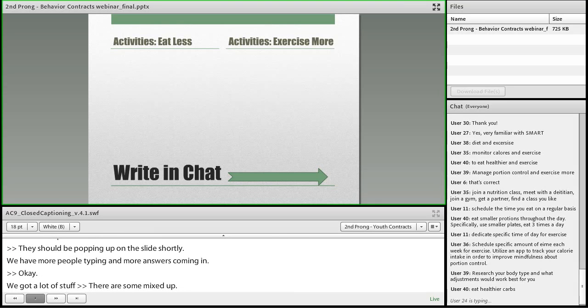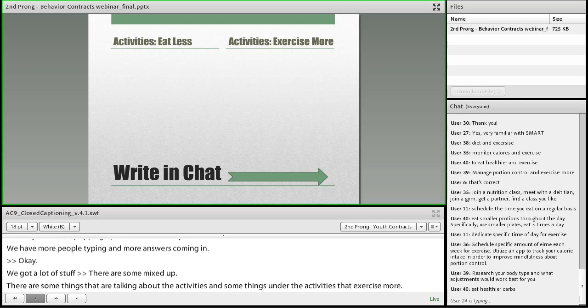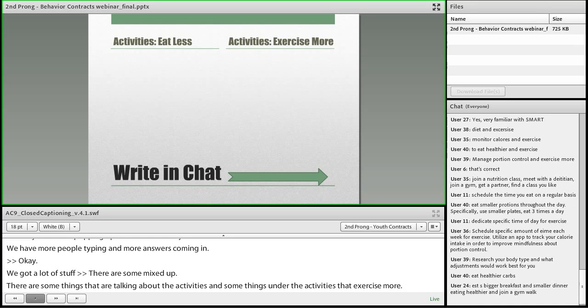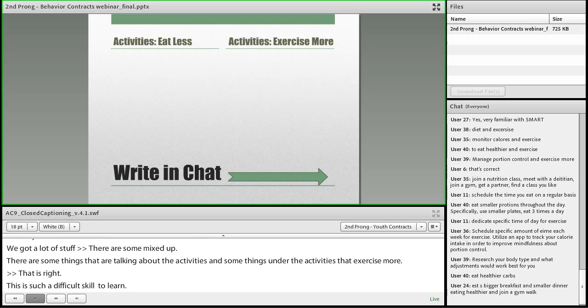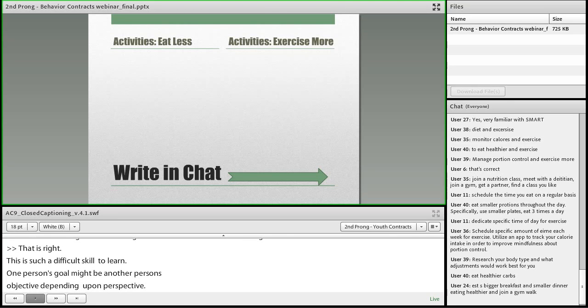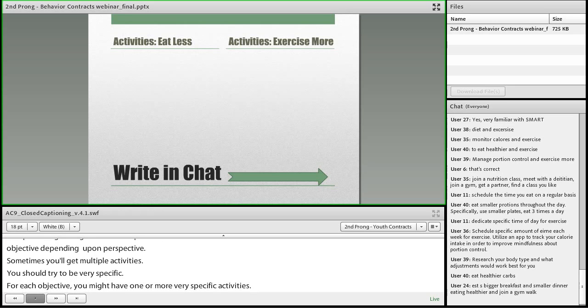That's right, and one of the things Wendy and I were talking about before is that this is such a difficult skill to learn because there are shifting sands to all of this. Those of you who've done this are familiar: one person's goal might be another person's objective, depending on their perspective. As you're trying to figure out the activities, sometimes you get multiple activities, but you should try to be very specific. For each objective, you might have one or more very specific activities. If you're making compound sentences or mixing your activities, it's going to make your action statements a little more confusing.